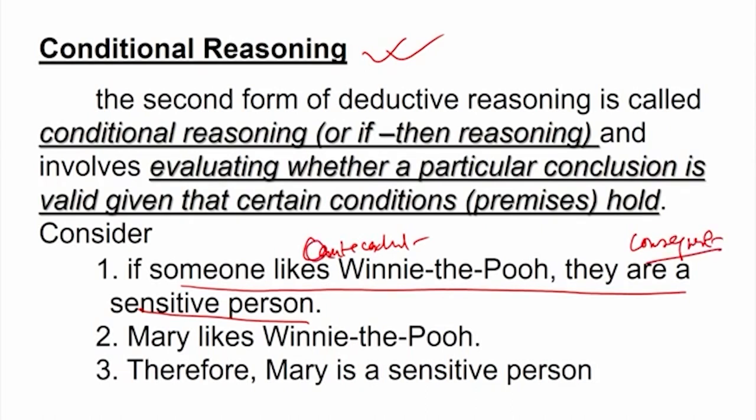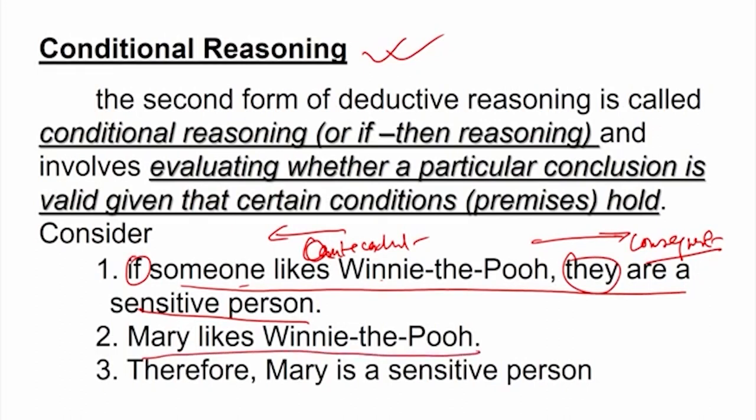Antecedent because it starts before, consequent is this. So, if someone likes Winnie the Pooh, that is the antecedent, the first statement, right? And then because of that, they are a sensitive person, which is the consequent. So, someone liking Winnie the Pooh makes them a sensitive person. This is what the statement is. So, if this, then this, right?